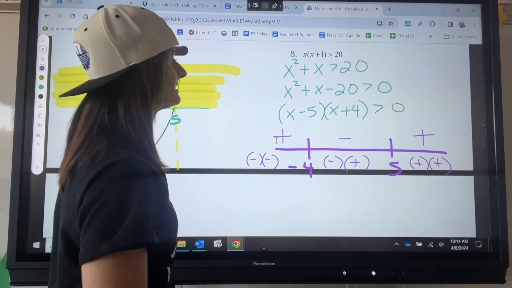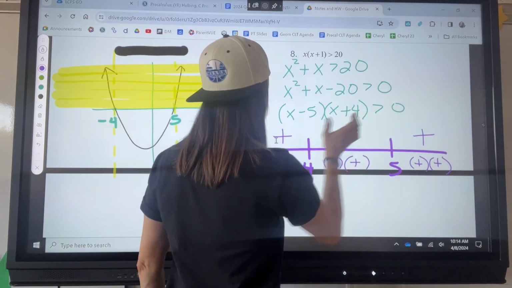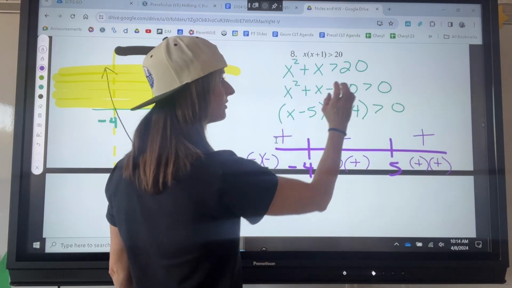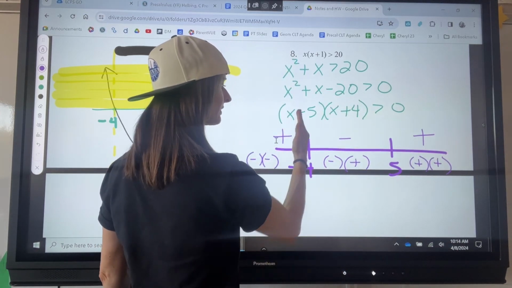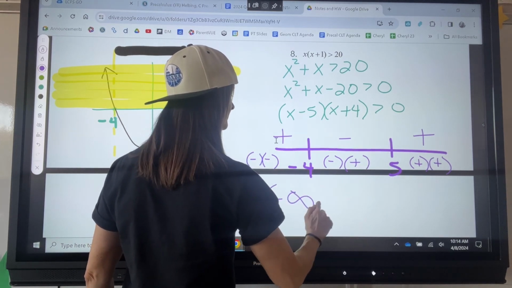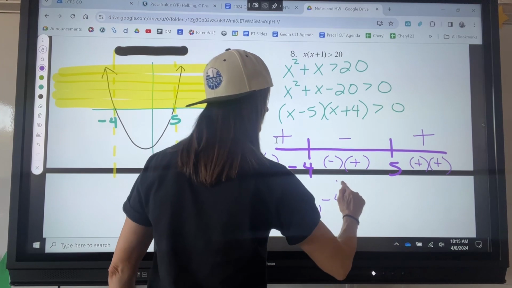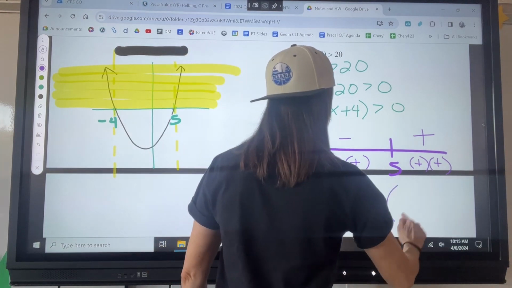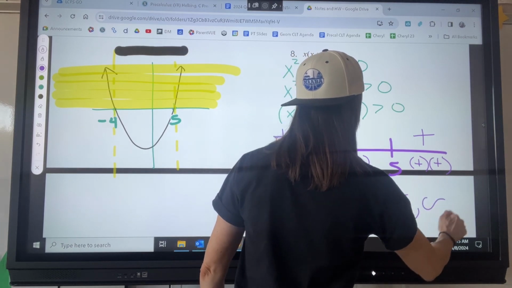So where is the graph greater than 0? It's here and here. So we're going to write the interval. And it's not greater than or equal to 0, so we're not going to include these values. So we're going to say it's from negative infinity to negative 4, but not including negative 4, union with 5 to infinity.